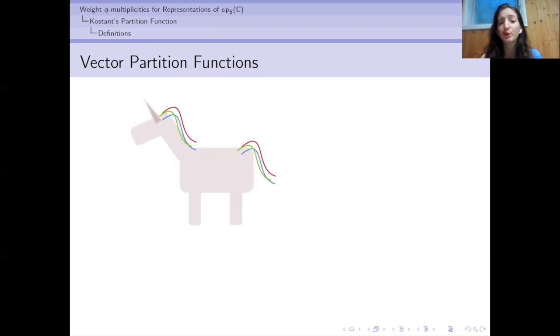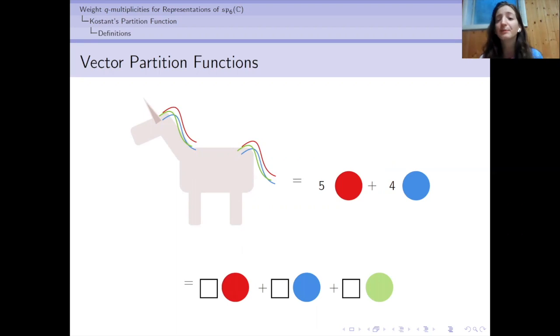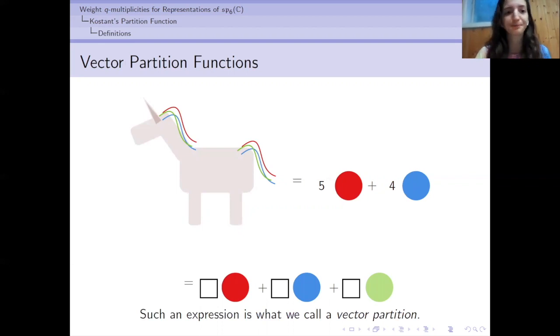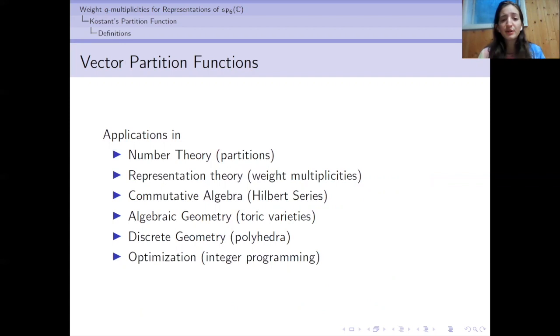So let's say there's this unicorn plushie we really want, and it costs 5 red coins plus 4 blue coins. The question we can ask is, how many ways can we pay for this unicorn plushie if we want to use the red coins, blue coins, and green coins? If we think of the coins as vectors instead of coins, then this is a vector partition function. And one way of paying for this plushie, we call that one partition. Vector partition functions are really cool. They have applications to all these areas of math. We specifically care about the applications to representation theory because that's what Kostant's partition function is used for.